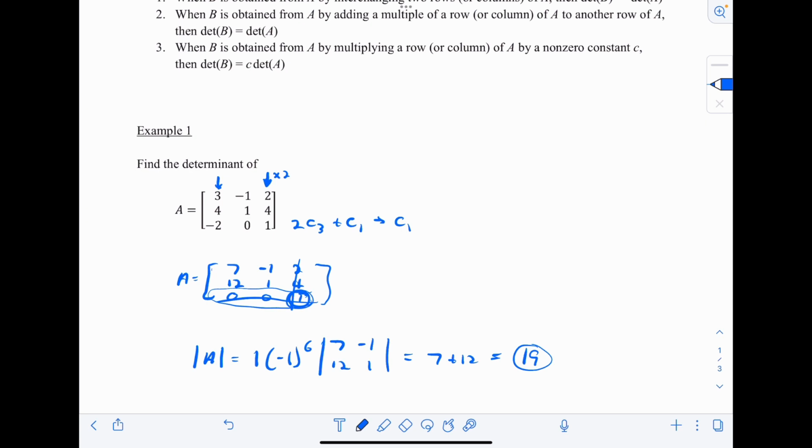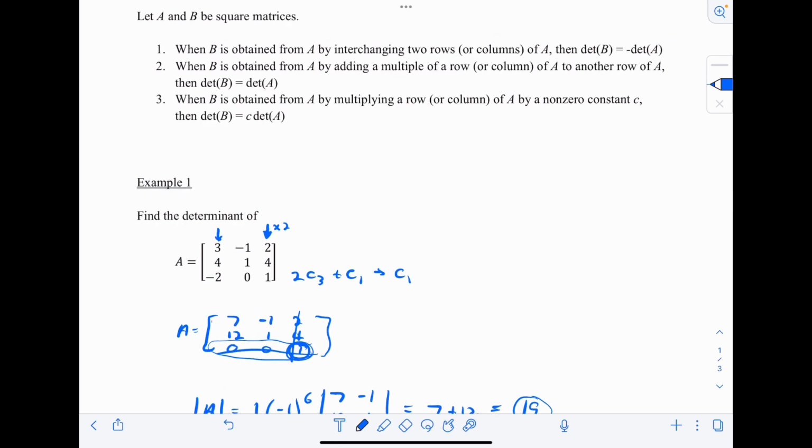Now again, thinking about what we did in the last lesson with a 3 by 3, it took a lot more work when we had values other than 0 in the row or column. So in this case, using those steps that we talked about, try to get zeros into a row or a column, reducing the amount of work you have to do to find that determinant.